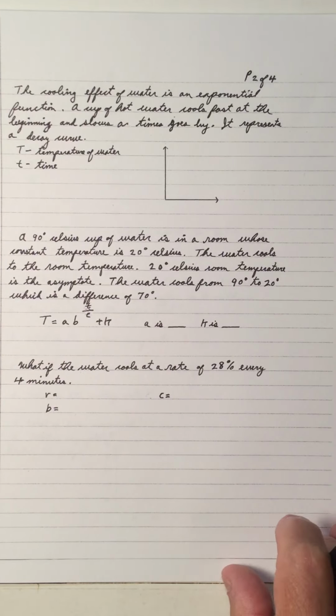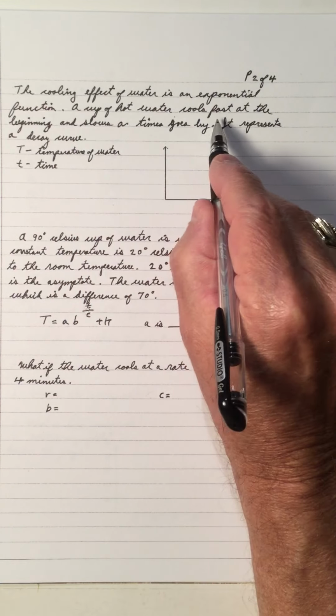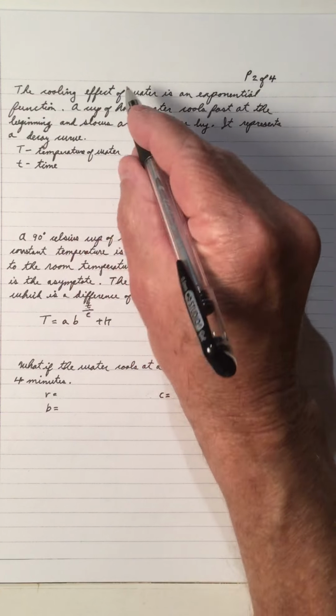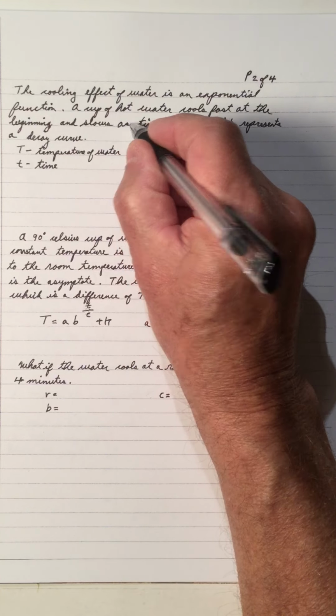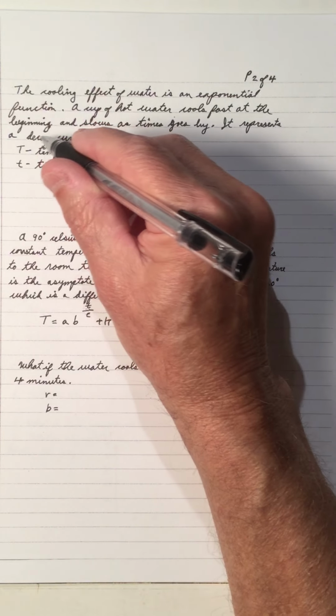The cooling effect of water is an exponential function. A cup of water cools fast at the beginning and slows down as time goes by. It represents a decay curve.